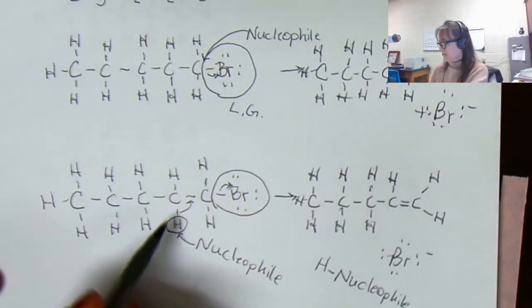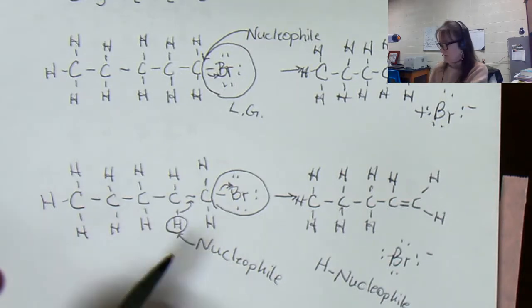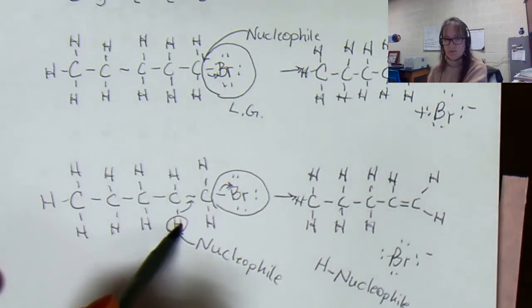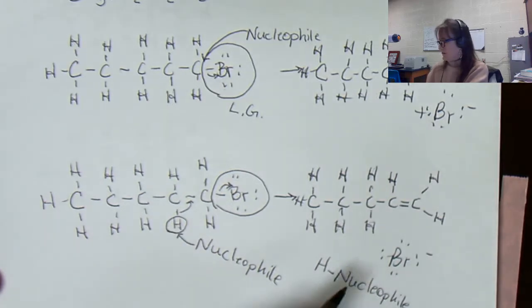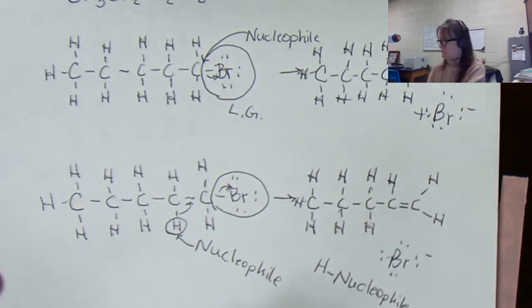So whatever the nucleophile is, if it's likely to take on a hydrogen and become more stable, then it's a possibility that it would take a hydrogen off and become a product that has that hydrogen from an elimination.